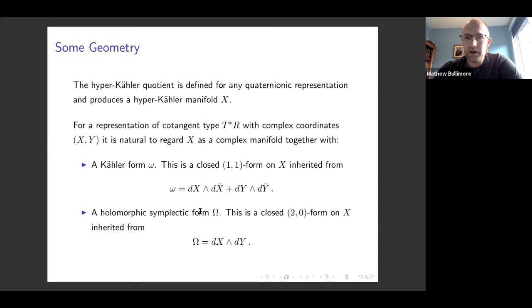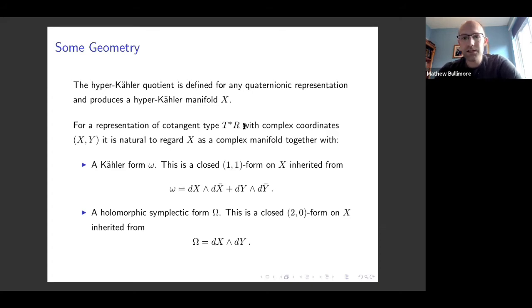Okay, so let me give a bit of geometry, a bit of background. So this type of hyperkähler quotient, although I assumed from the outset that this representation was of cotangent type, I didn't have to do that. It can be defined for any quaternionic representation, and it outputs a hyperkähler manifold for you. I'm not going to explain what that is too much because I want to restrict to representations of cotangent type, and turning on parameters, it's more natural here to view things rather as what's called a holomorphic symplectic manifold.